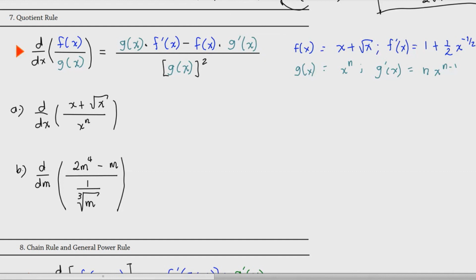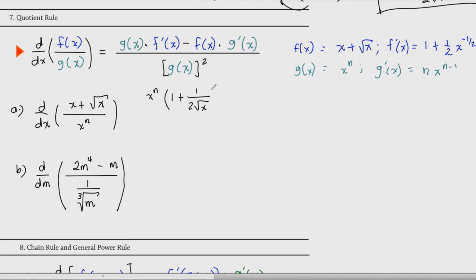So with that, let's plug in all the values that we've obtained based on our formula here. We have g of x, so just copy the denominator, x to the n, and multiply this with the derivative of the numerator, so we have 1 plus, and now I'll be rewriting this 1/2 x to the negative 1/2 in a more beautiful way. So I have 1 divided by 2 square root of x.